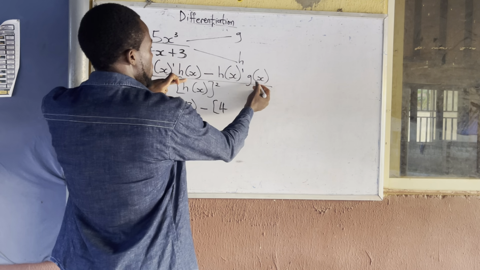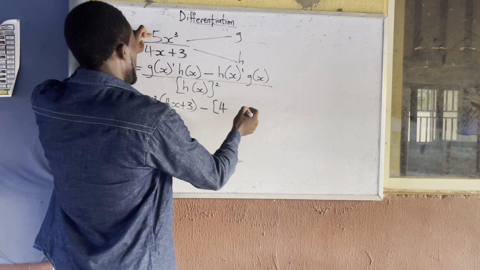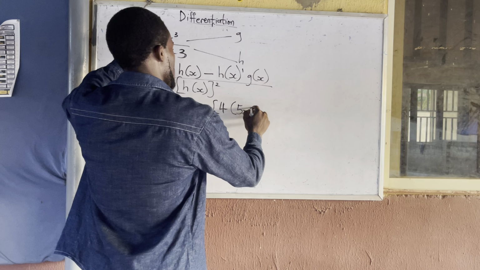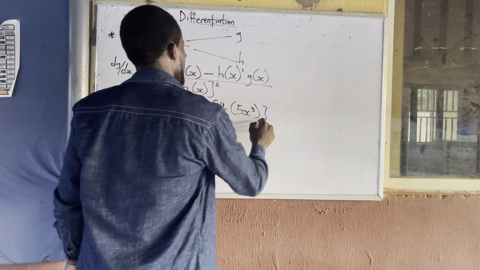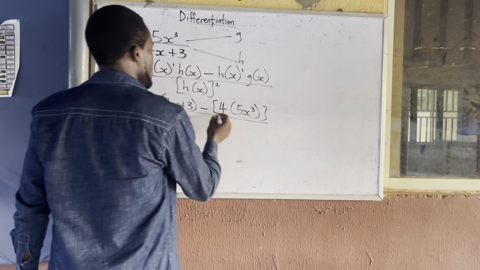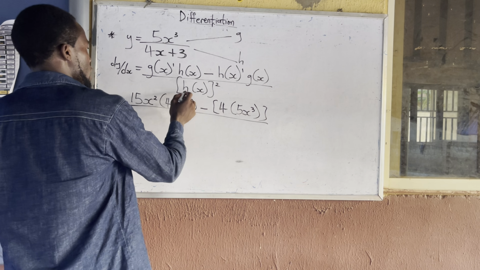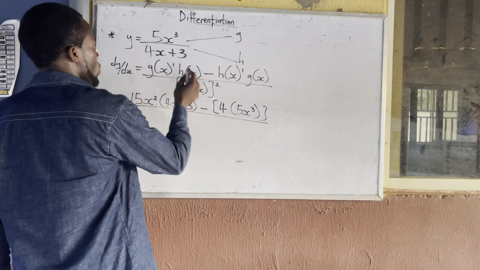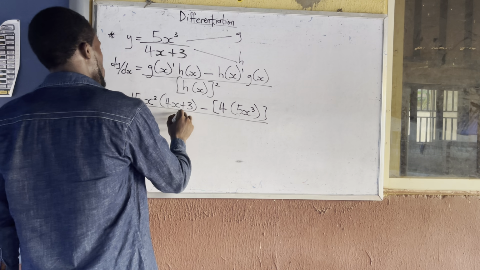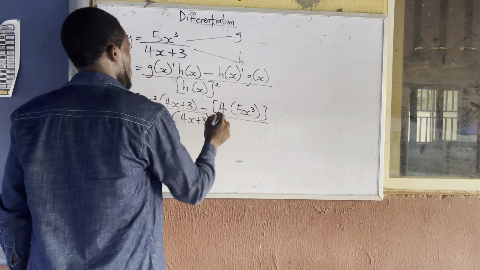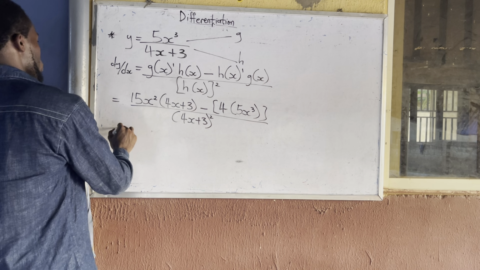Then multiply by the ordinary value of g of x. This is our g of x. So multiply by 5x raised to power 3. The reason I'm using this bracket is because of this minus, so that it will affect everything. Then over h of x all square. This is our h of x. So h of x all square. So this is it. So let's just solve it.